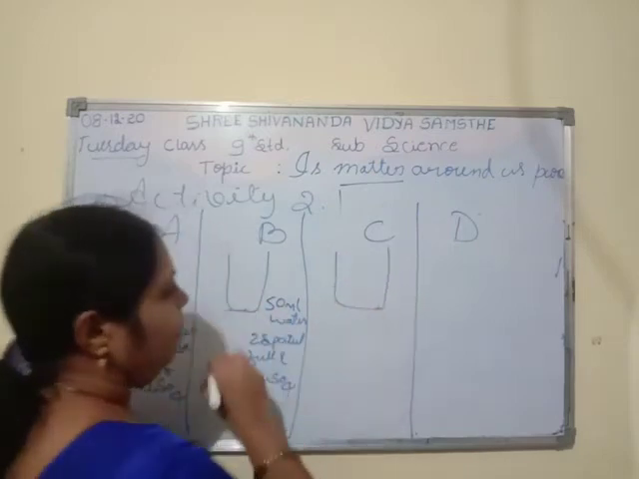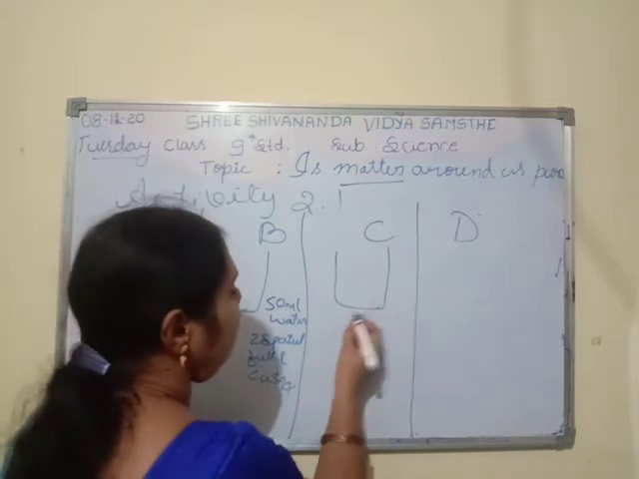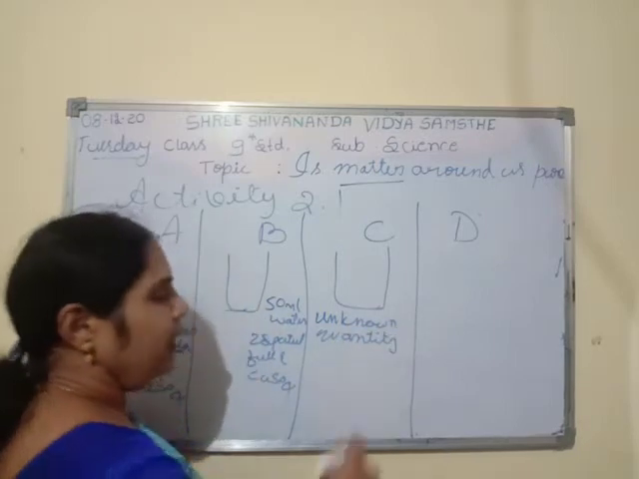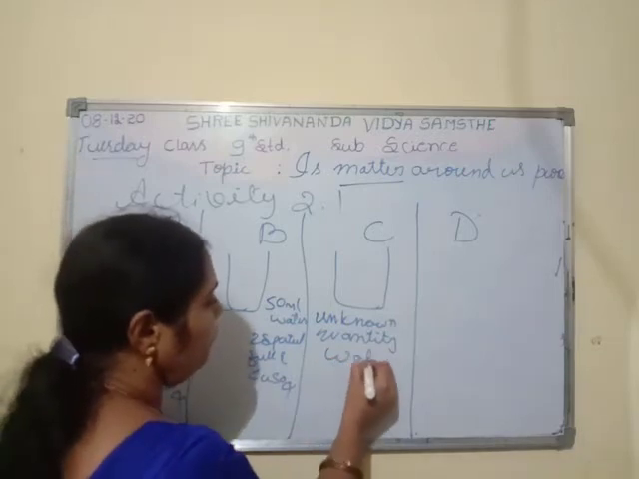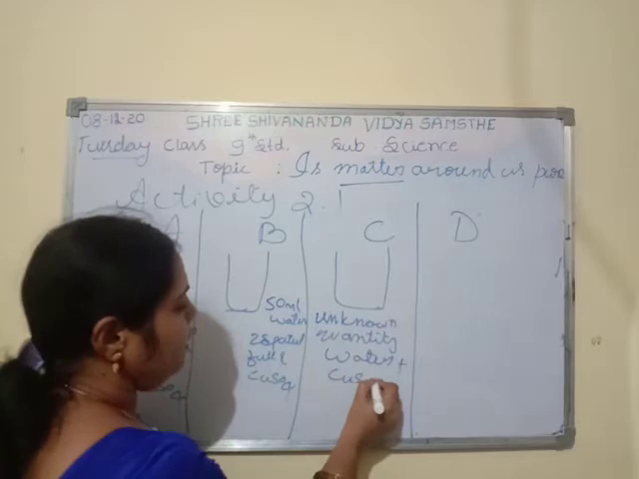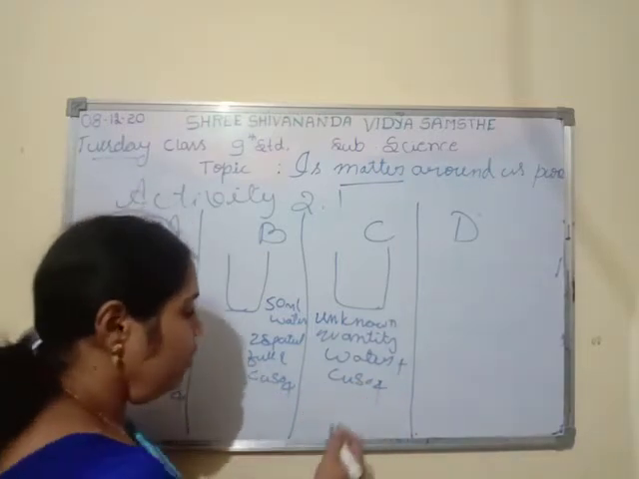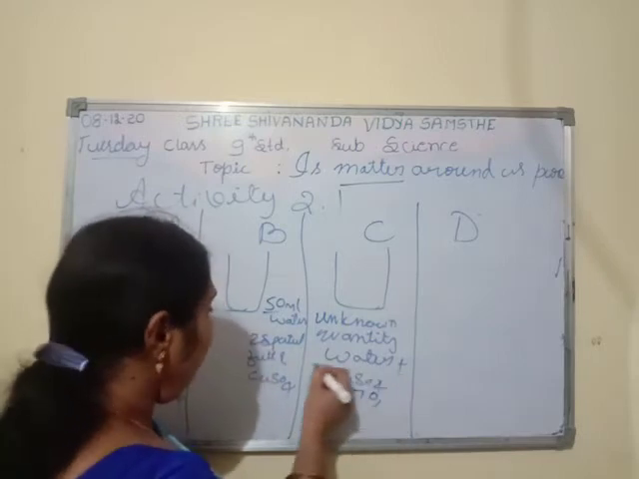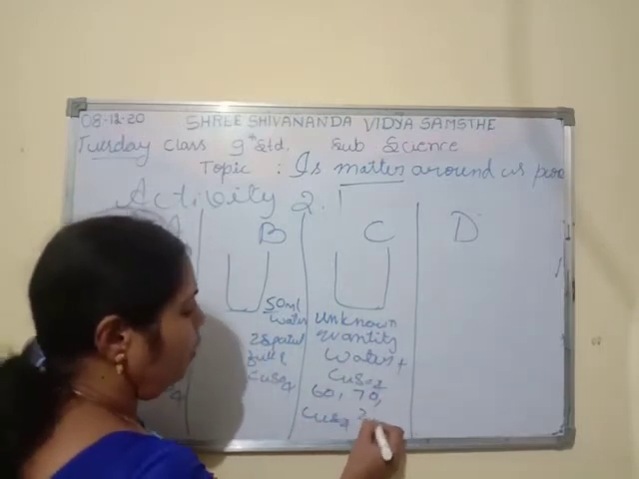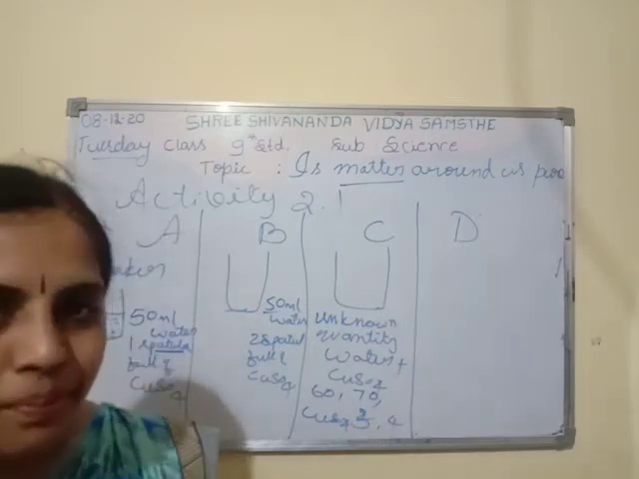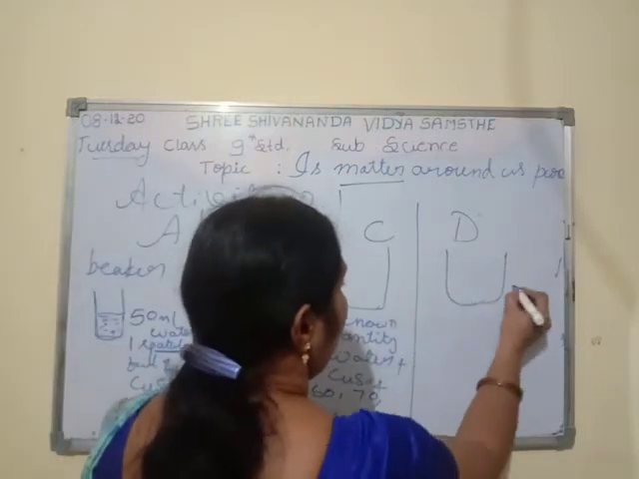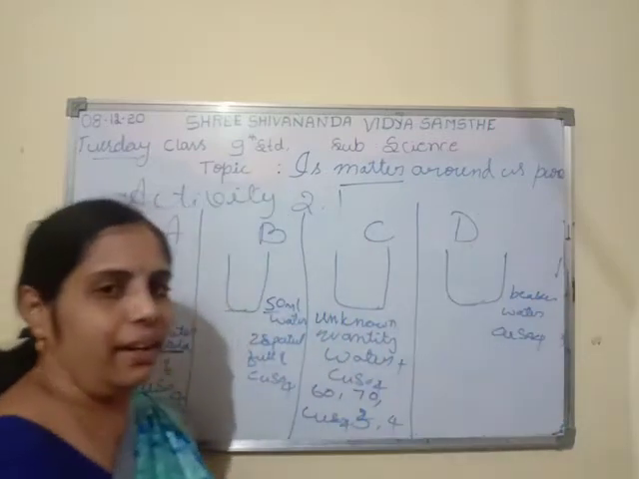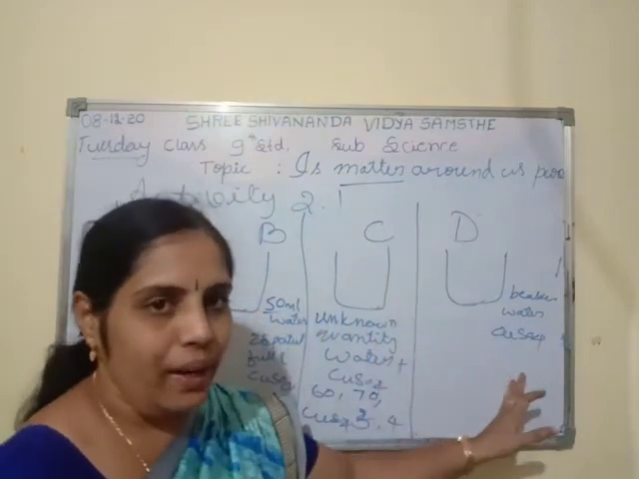Next, for group C, I'm going to continue the same activity. A beaker, but with unknown quantity. Unknown quantity means it is not fixed; they can take any amount of water plus any amount of copper sulfate. It may be more than 60 ml or 70 ml, whatever it may be, and the copper sulfate may be 3 spatula or 4 spatula, anything. For D also, the same beaker containing water and copper sulfate, so they can add their own quantity. There is no particular quantity here.